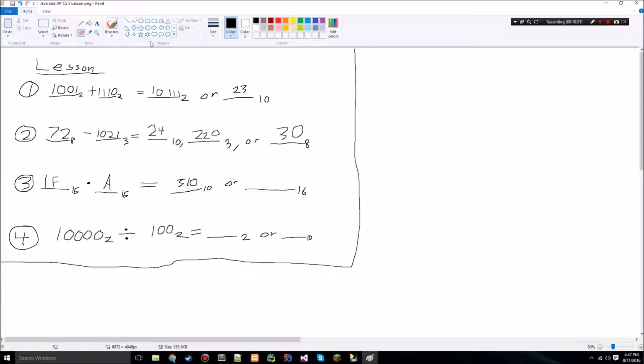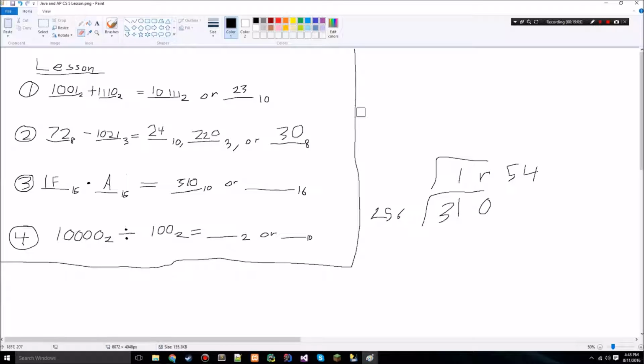Alright, so we have 310 in base 10, and we want this in base 16 hexadecimal. If we do remainder division, we can save a lot of time here. We can divide by 256. That gives us 1, with a remainder of, let's see, 54 it looks like. Yeah, 256 plus 54, yep.